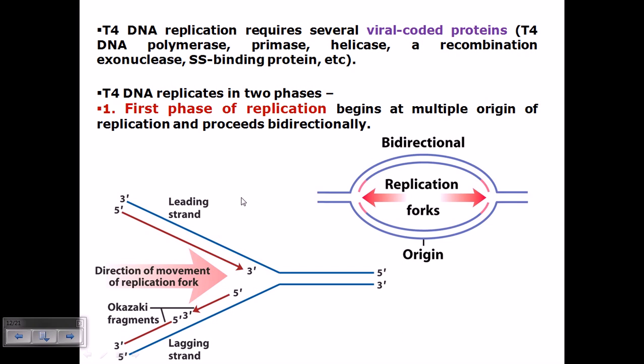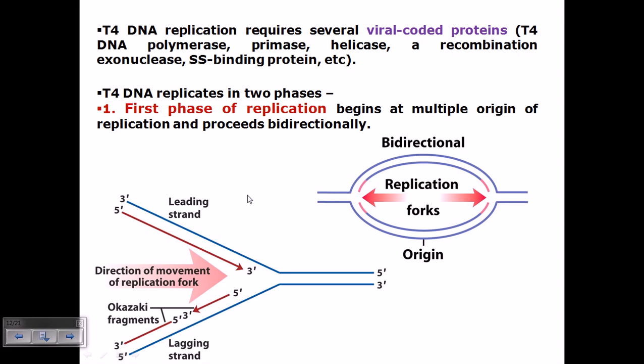they require to produce this genome. Now, T4 DNA replication requires several viral coded proteins. One is T4 DNA polymerase, primase, helicase, and recombination exonuclease, single strand binding protein, etc. Now, the T4 DNA replicates in two phases. One is the first phase of replication. Then we will see the second phase of replication, which is slightly modified.